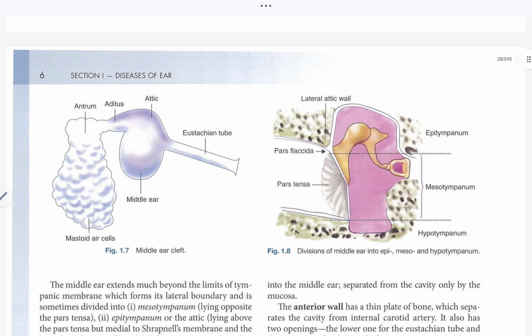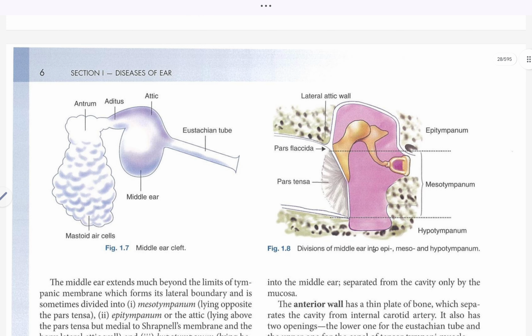So here we can see the middle ear cleft: eustachian tube, attic, middle ear, aditus, antrum, and mastoid air cells. Here we can see the divisions of the middle ear into epi-, meso-, and hypotympanum. Here we can see the lateral attic wall or scutum, pars flaccida, pars tensa, hypotympanum, mesotympanum, and epitympanum.